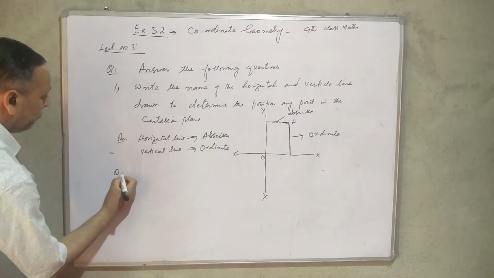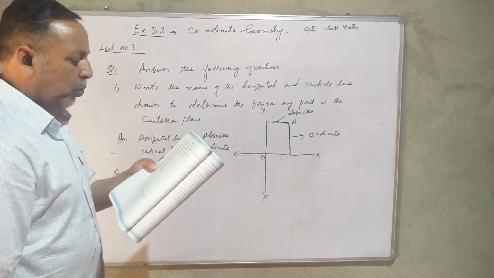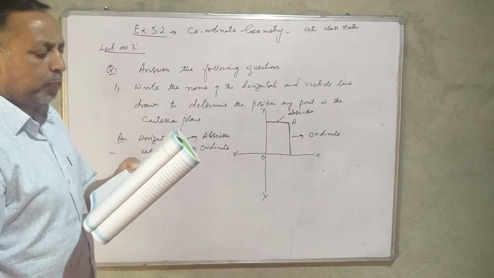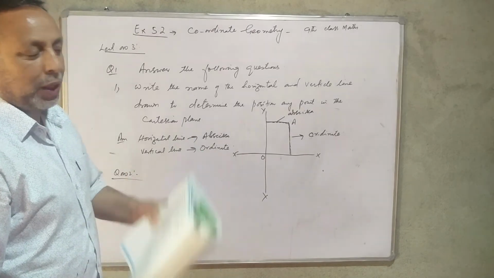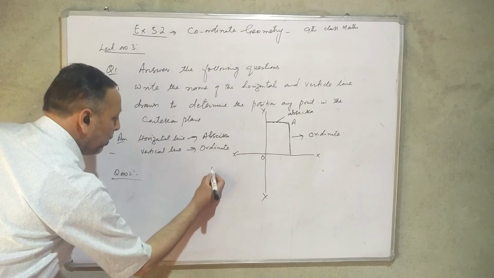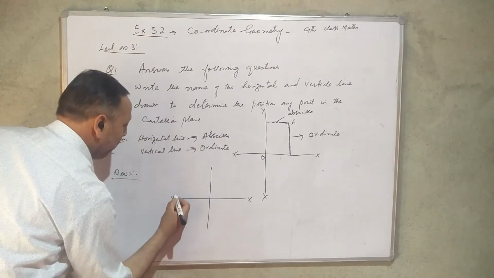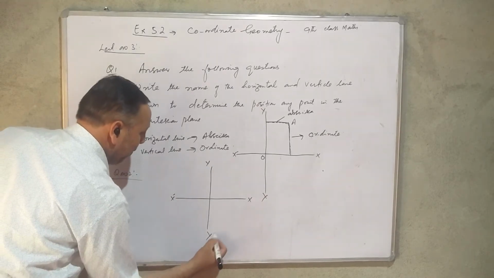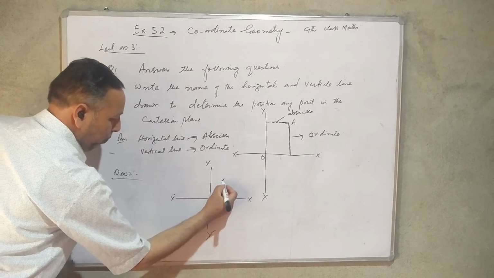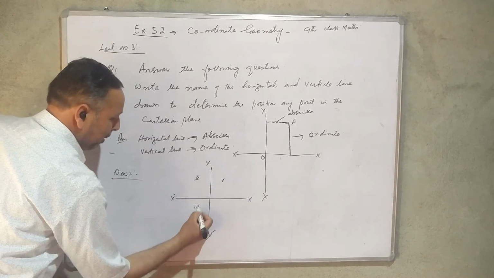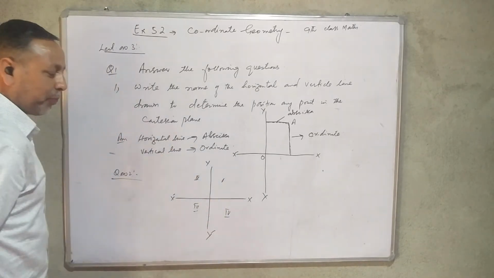Question number 2. Second question is, what is the name of each part of the plane formed by two lines? That means when we draw a Cartesian plane, this is the x-axis, this is the y-axis, four parts are formed. This is the first part, this is the second part, this is the third part, and this is the fourth. What is the name of these four parts?